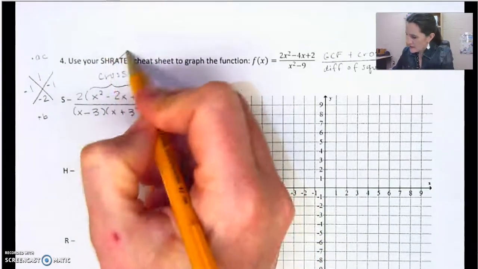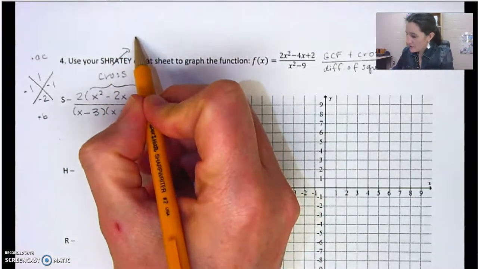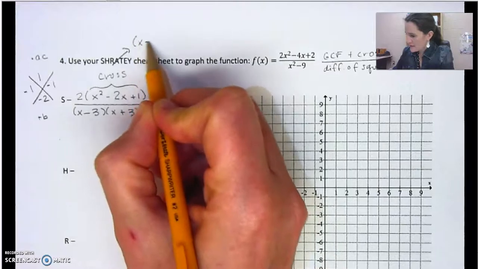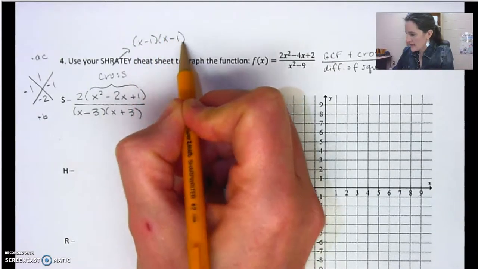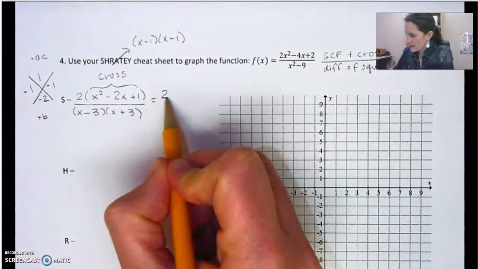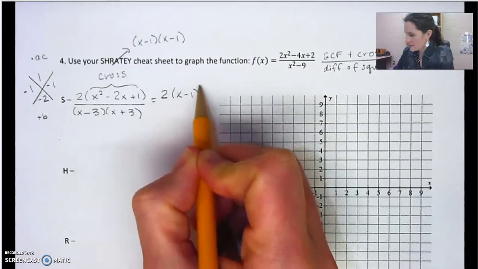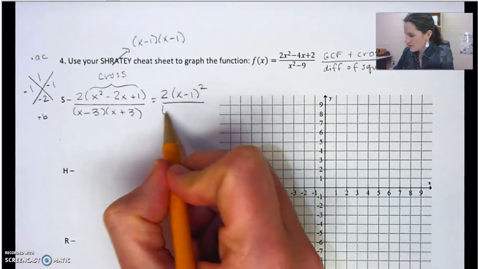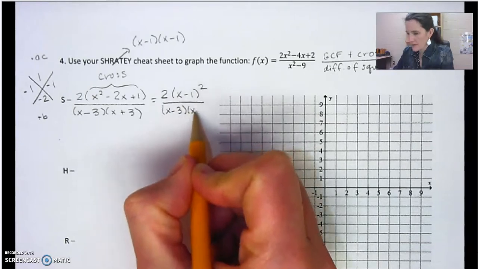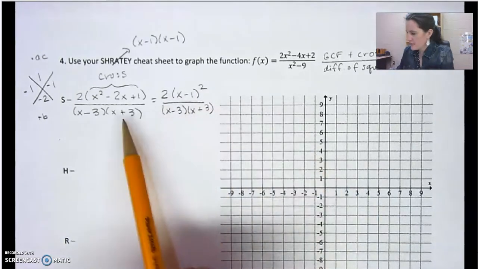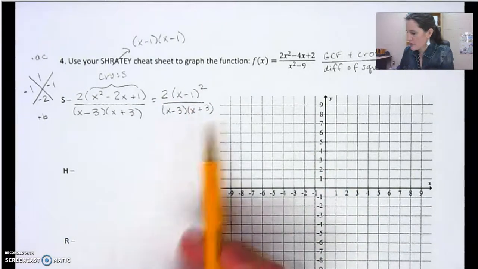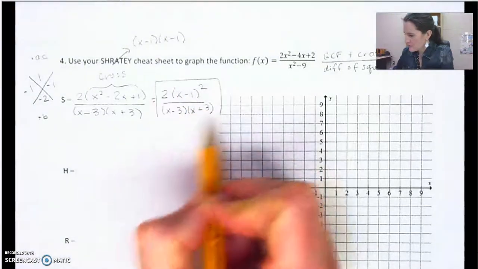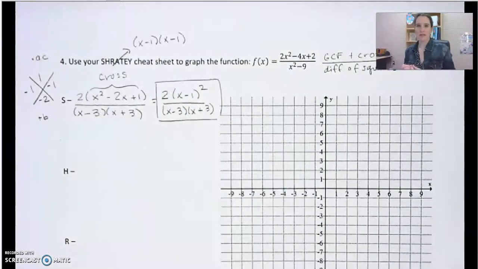And so what this gives me, just for this trinomial, is x minus 1 times x minus 1, or we can write that as x minus 1 squared over x minus 3, x plus 3. And none of the factors on top or bottom are the same, so we're done there for the S step.